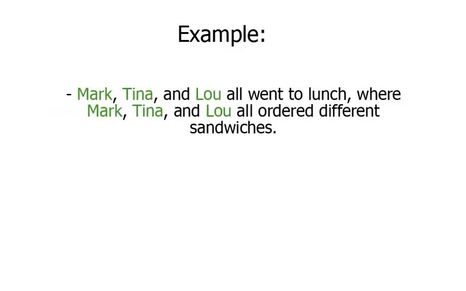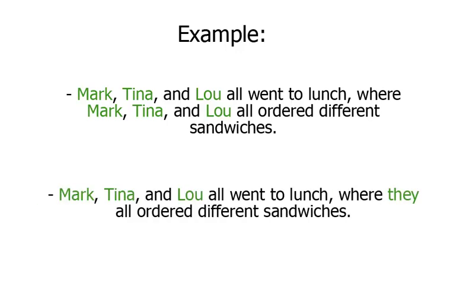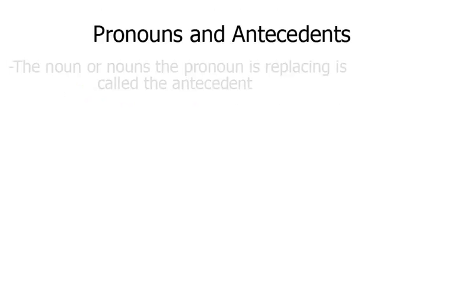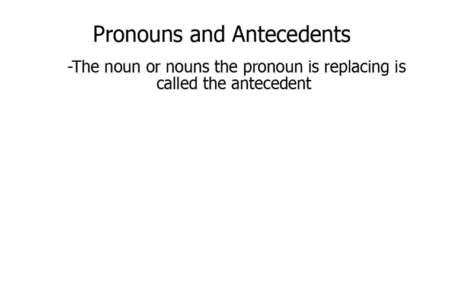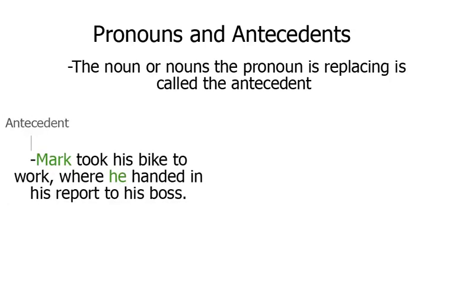Similarly, instead of saying Mark, Tina, and Lou all went to lunch, where Mark, Tina, and Lou all ordered different sandwiches, it would be much simpler to say Mark, Tina, and Lou all went to lunch, where they all ordered different sandwiches. When we use pronouns, the noun or nouns the pronoun is replacing is called the antecedent. In the first sentence, Mark is the antecedent for the pronoun he.